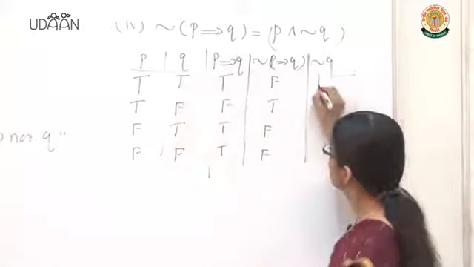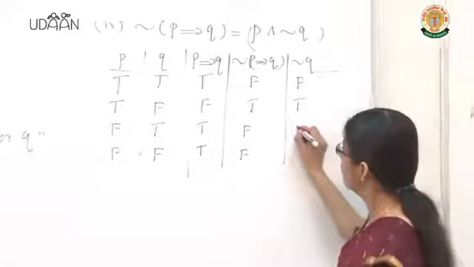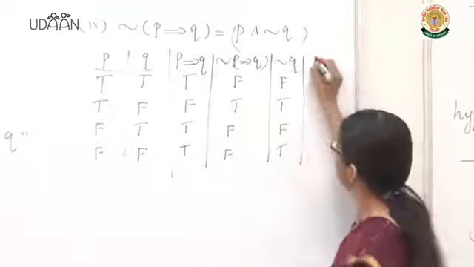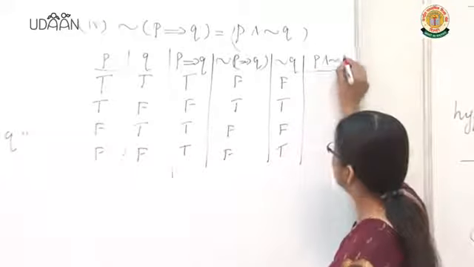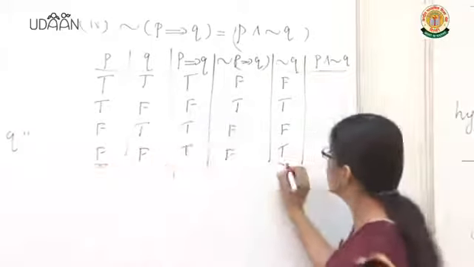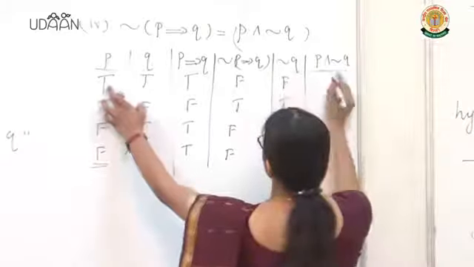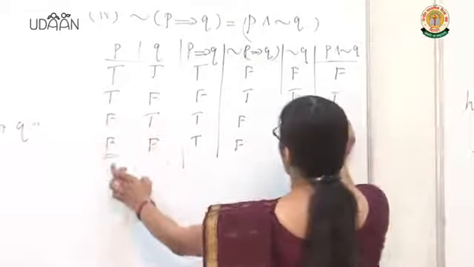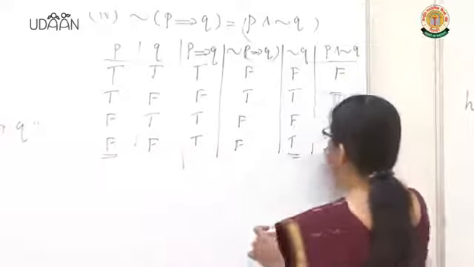Negation of Q is false, true, false and true. One more column, that is P and negation of Q. Beta, look at the columns: P is this, negation of Q is this. P and negation of Q is false, then true, then false and again false.